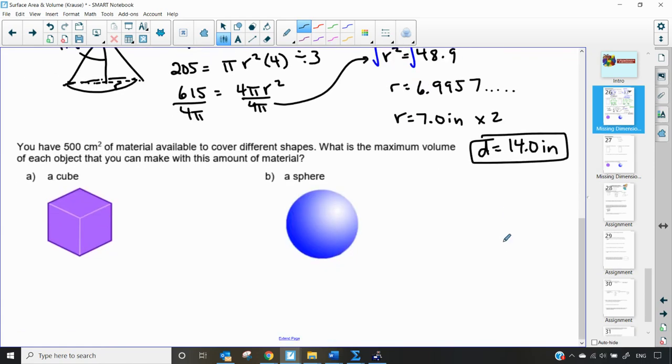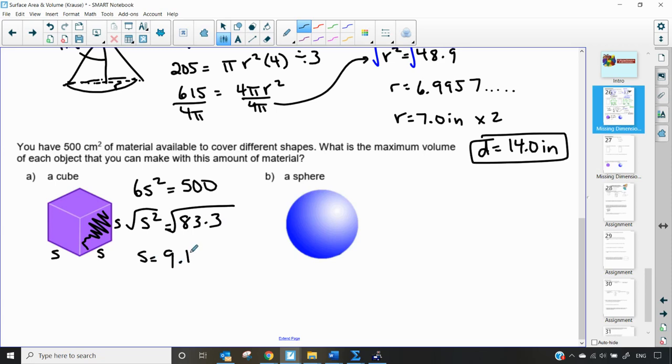Now as our last example, we're told that we have 500 centimeters squared of material available to cover different shapes, and we're asked the maximum volume of each object that you can make with this amount of material. Well, with a cube, we know that all sides are the same, so side by side by side, or side cubed. Now for surface area, we have 6 faces, and all of them have an area of s squared, so 6s squared equals 500. We'll divide by 6. That gives us 83.3, and we square root to get our side length. So our side length is 9.13.